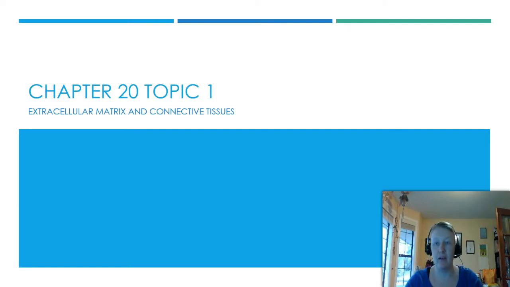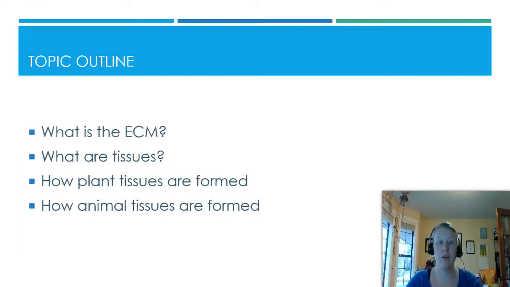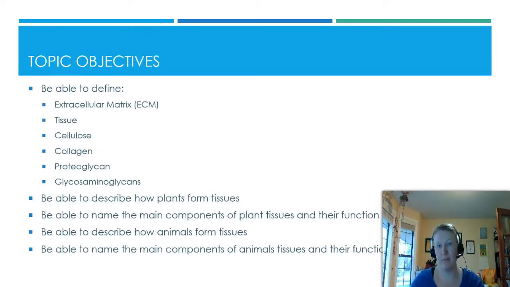Chapter 20 we have divided into 4 topics. In this first topic we're going to talk about the extracellular matrix and connective tissues. So here's our topic outline. We're going to talk through what is an ECM, what are tissues, how are plant tissues formed, and look at how animal tissues are formed.